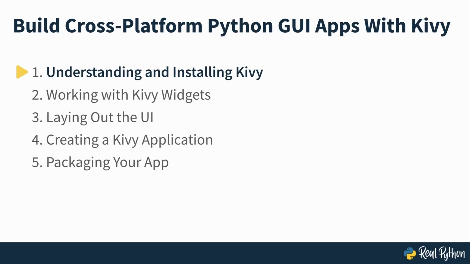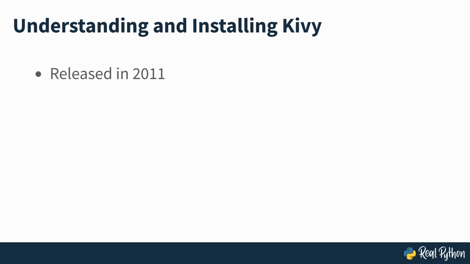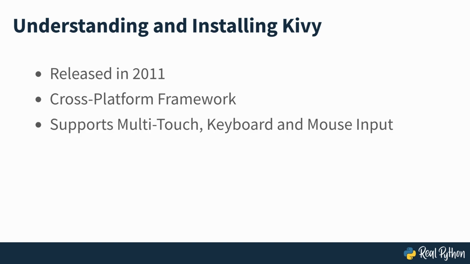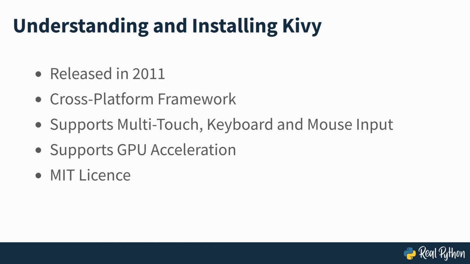Understanding and installing Kivy. Kivy was first released in early 2011. This cross-platform Python framework can be deployed to Windows, Mac, and Linux. It supports multi-touch events in addition to regular keyboard and mouse inputs. Kivy even supports GPU acceleration of its graphics since they're built using OpenGL ES2. The project uses the MIT license, so you can use it for free and commercial software.